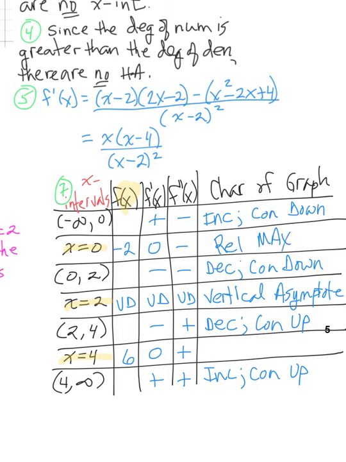Okay, then this one here, I'm going from decreasing to increasing. So I'm decreasing to increasing. So that's going to be a relative minimum.